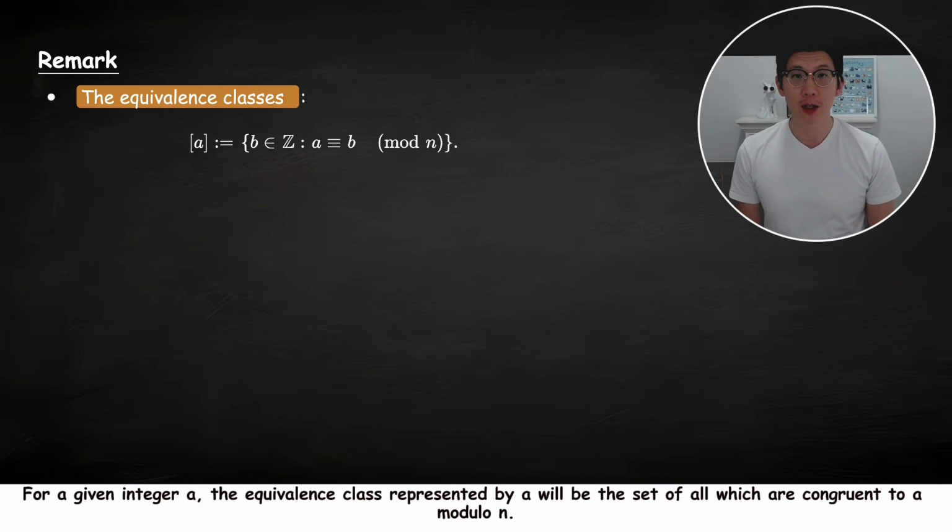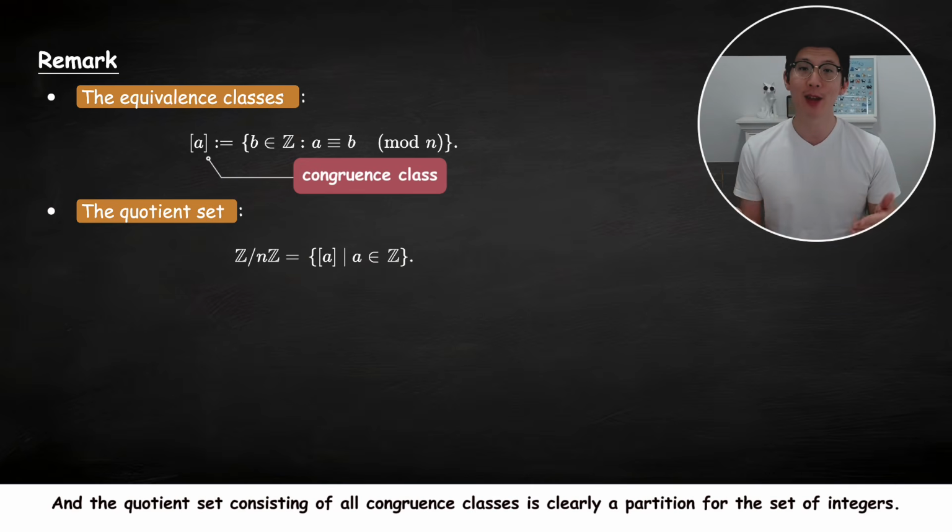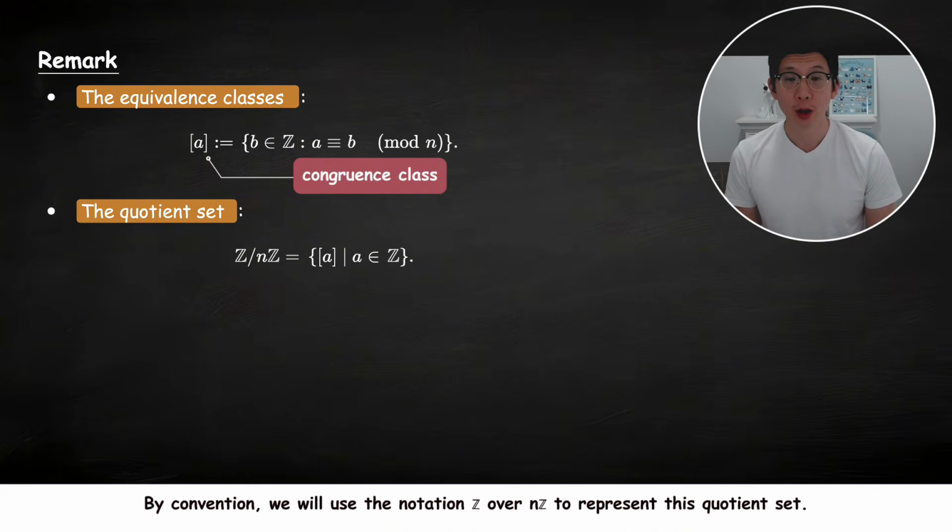Now that this binary relation is an equivalence relation, we can surely discuss the equivalence classes. For a given integer a, the equivalence class represented by a will be the set of all integers which are congruent to a modulo n. We call such an equivalence class a congruence class as well. And the quotient set consisting of all congruence classes is clearly a partition for the set of integers. By convention, we will use the notation Z over nZ to represent this quotient set.